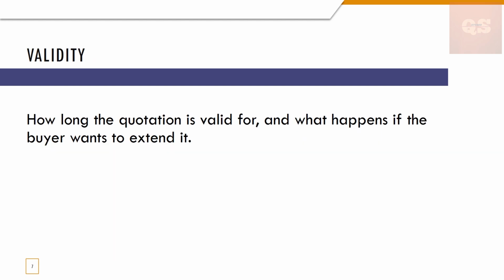Next is validity. How long the quotation is valid for and what happens if the buyer wants to extend it. So you will be getting a quotation for some service or material, and it should be specified that this pricing is valid, or this entire quotation, all the conditions, is valid only for 2 months. So within that only you need to make your decision.